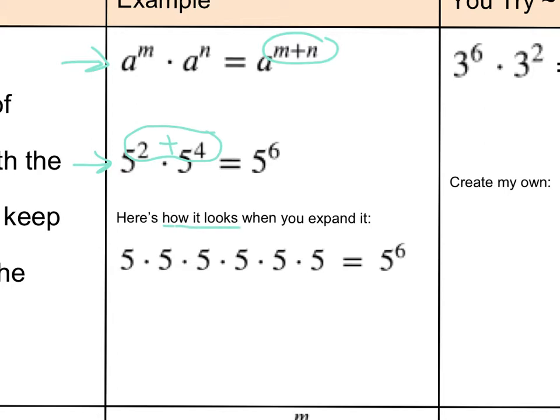Now here's how it looks when you expand it. 5 to the second power, that means 5 times 5. And 5 to the fourth power is 5 times 5 times 5 times 5. So if we took this expression and we expanded it, we would get 1, 2, 3, 4, 5, 6 5s. So our answer would be 5 to the sixth power. So that would be the long way, expanding it. And then the shortcut is to keep the base and add the exponents.